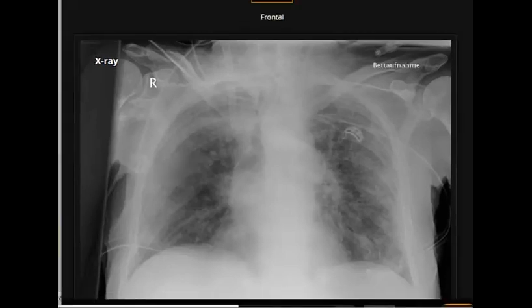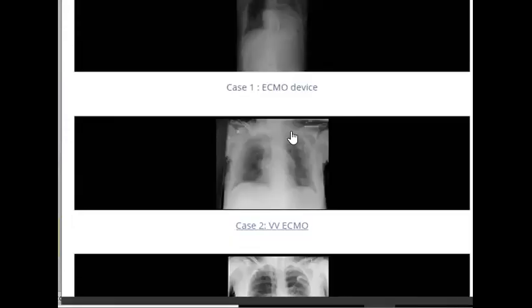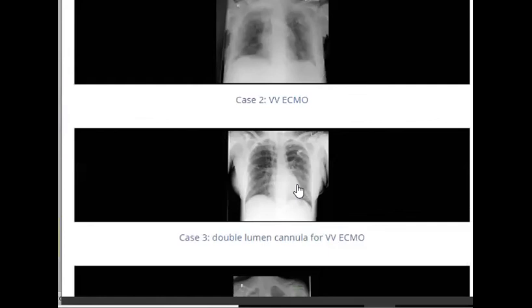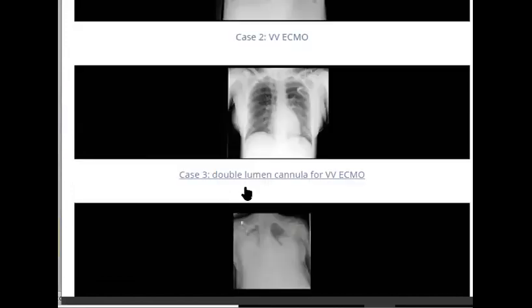I just maybe mute. Okay, and I want to come back. They have many examples for the ECMO. It's just important to know about it, and the position, and also the double lumen cannula for veno-venous type.